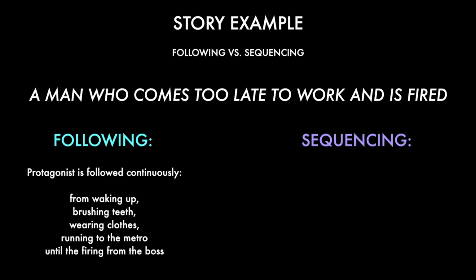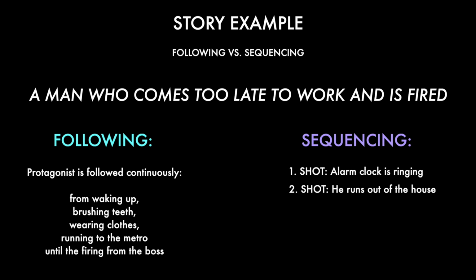In the sequencing variant, the story would be told through the following shots. First shot, the alarm clock rings. Second shot, the man runs out of the house. Third shot, the man stands in front of his boss and is fired. So you only use shots that move the story forward. The viewer will imagine the rest. The following version takes much longer and runs the risk of becoming boring.